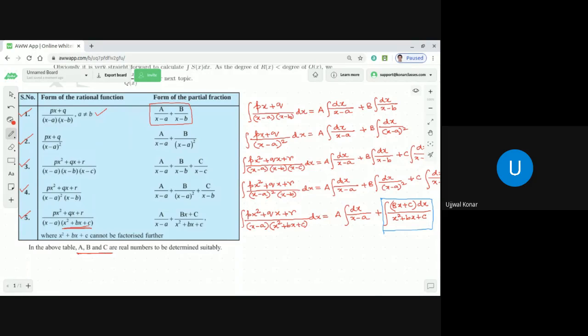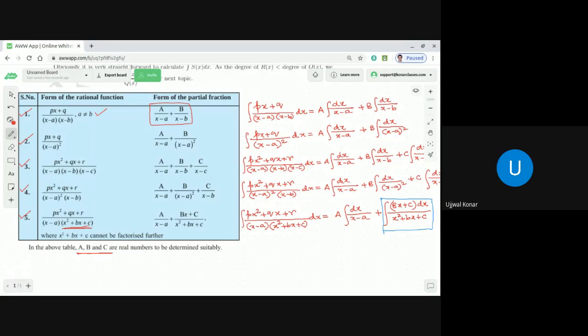Either you can, it becomes an identity. That form of the rational function, what you see in the left hand side, and the form of the partial fraction, what you see in the right hand side, both are actually equal. That is an identity. And what is then the rule of an identity? Left hand side of the identity is equal to the right hand side of the identity for any value of x. We can apply any value of x to find that one. Or another technique is that we can equate the coefficients of the like terms of the left hand side with the like terms of the right hand side.